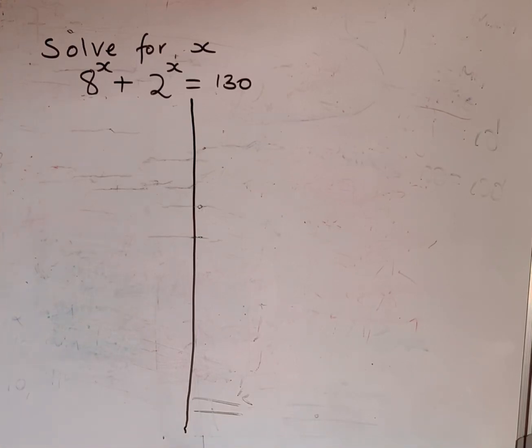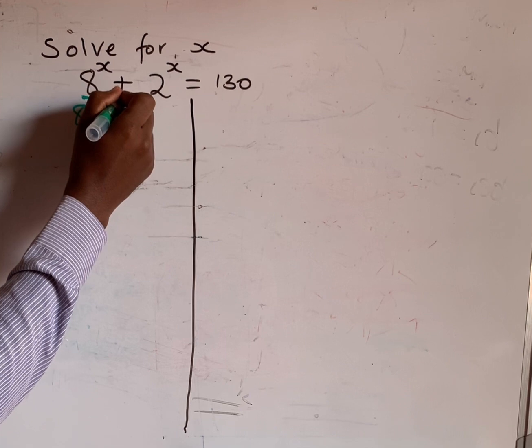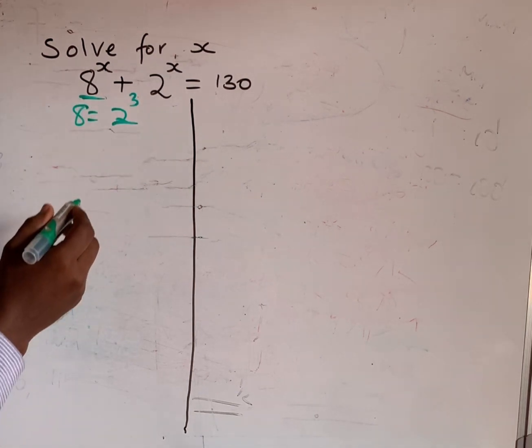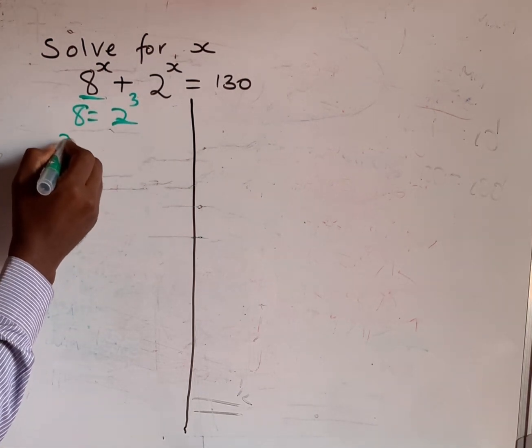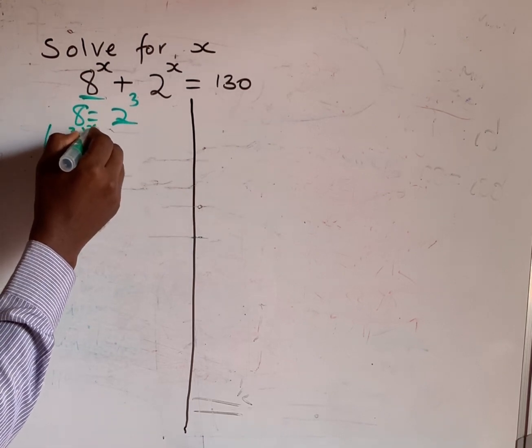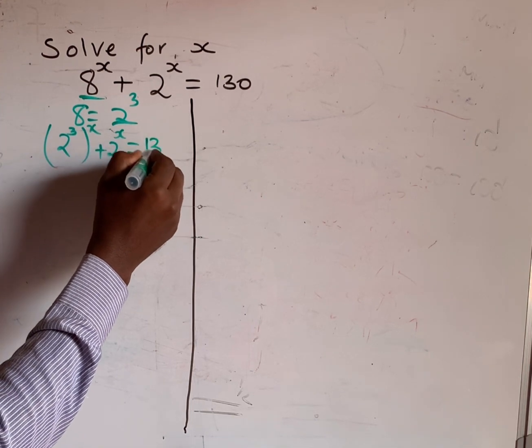To solve for the value of x, the first thing I'm going to do is convert 8 to the power of 3. 8 is the same as 2 to the power of 3. Therefore, I'll replace 8 with 2 to the power of 3. The new equation will be (2 to the power of 3) raised to the power of x plus 2 raised to the power of x. This will give us 130.